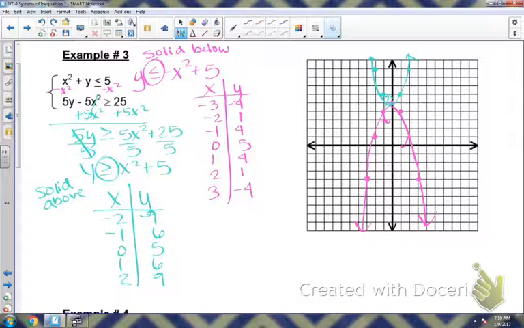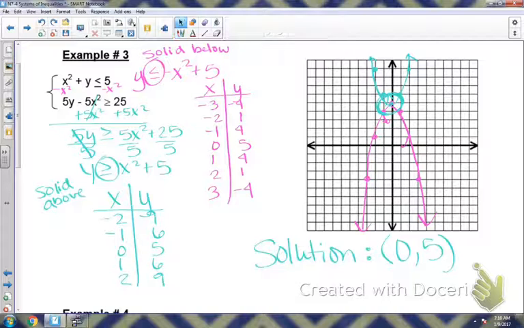Okay, so notice this purple one we would shade below, the blue one we would shade above. Notice they don't have any shading that's the same, okay? But they do have a point in common. That's the only point they do have in common, because there's not a double shaded area there. So you actually have to write your solution here. Your solution would only be one point, and that point is 0, 5. That's the only point that they have in common.